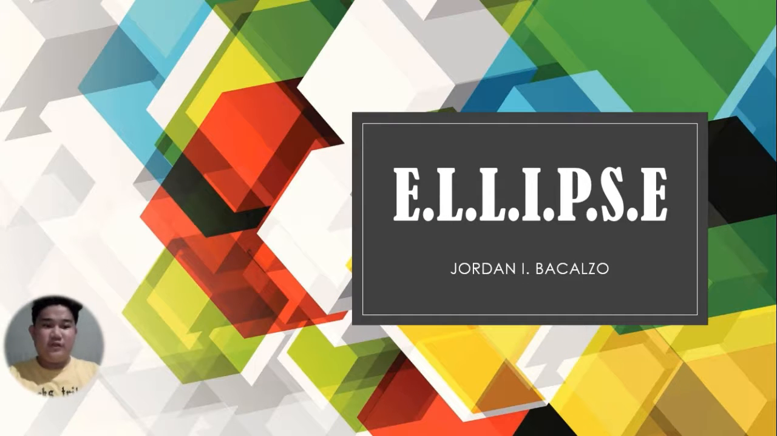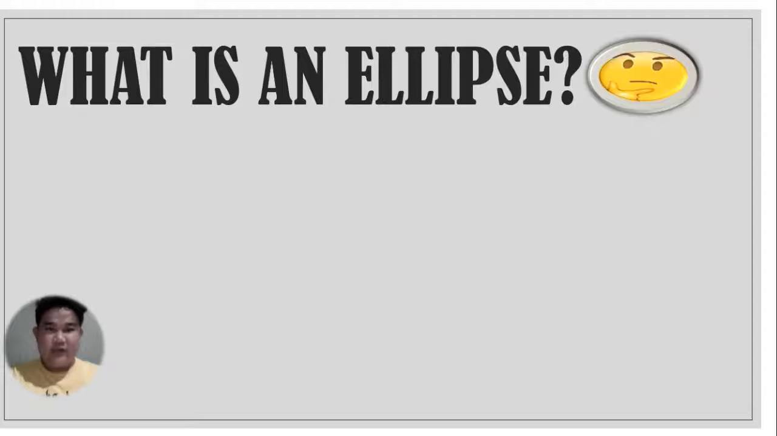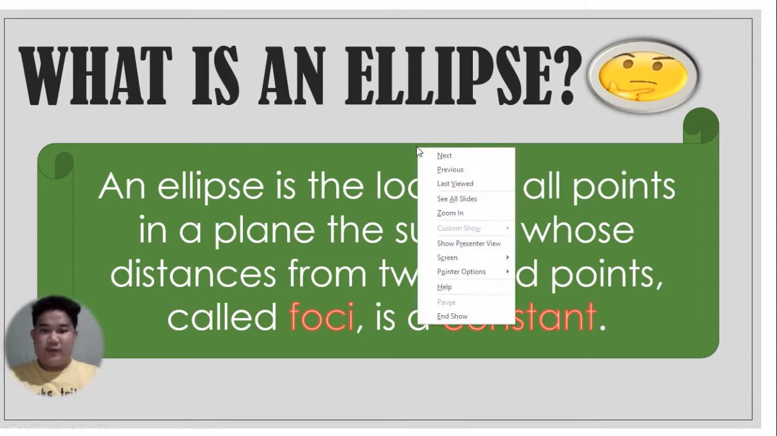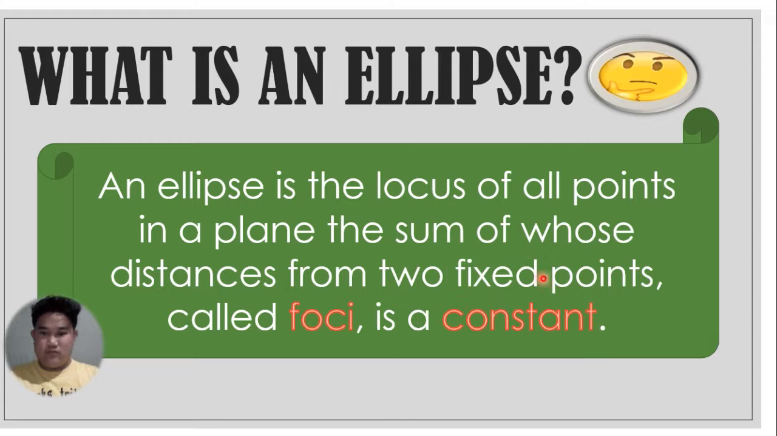So we will be going to discuss about ellipse. So what is an ellipse? An ellipse is the locus of all points in a plane, the sum of whose two distances from two fixed points called foci is a constant. When we say locus, it is a set of all points in a plane.